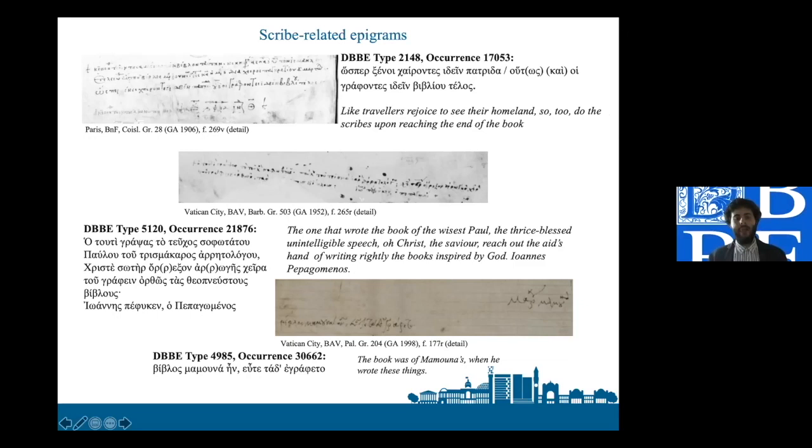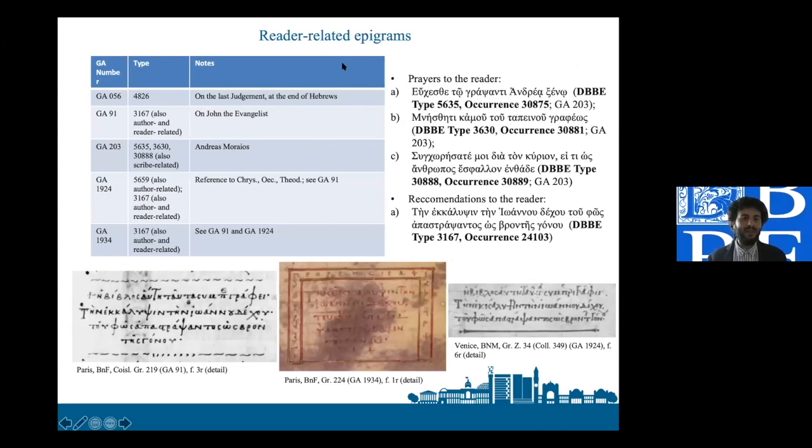Finally, the next category of epigrams includes the so-called reader-related epigrams. As you can see in my PowerPoint, this category of epigrams appears in just a few manuscripts, which are GA 056, 91, 203, 1924, and 1934. They include mostly epigrams that are addressed to the readers. So for example, in the types that I include in my presentation, taken mostly from the manuscript GA 203, attributed to Andreas Moraios, the scribe asks the reader to pray for his salvation, and in fact uses the very conventional verbs, hikesteuo, amnesteti.